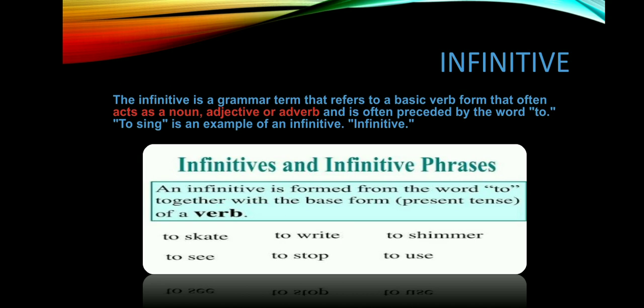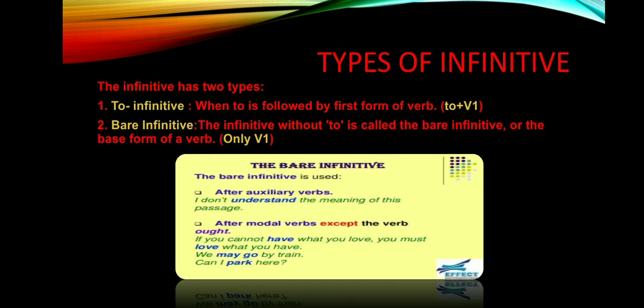So it is a bare infinitive. So these are the two types of infinitive that I had been referring to in the earlier section. We have two situations, use of to infinitive and use of bare infinitive. I don't understand the meaning of this passage. The bare infinitive is used after auxiliary verb.